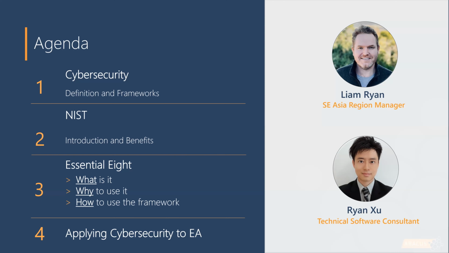But we'll get underway. So quick overview of the agenda. We'll take a quick look at the general term of cybersecurity, of course. We'll then dive into some of the well-known frameworks out there. We'll certainly mention a couple of these. We'll take a quick look at NIST in particular. We'll also then be taking a look at Essential 8, which is a relatively new framework out in the market, and we'll give you all the details on that and how it can be applied. And lastly, as mentioned, we'll be looking then at applying cybersecurity to EA and some of the best practices and tips that we have for doing that.